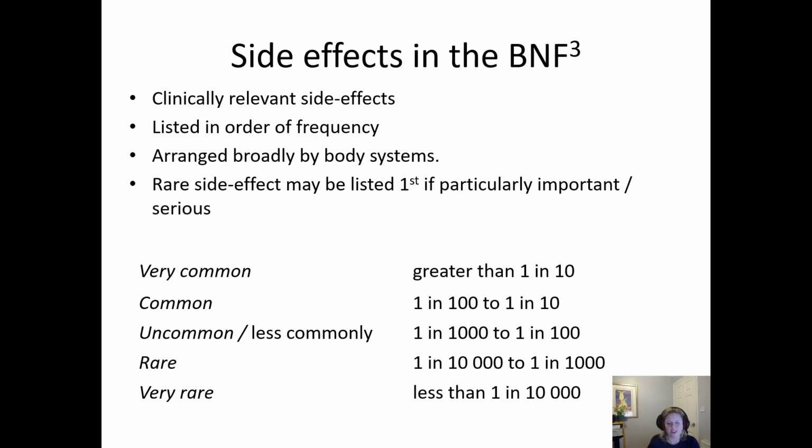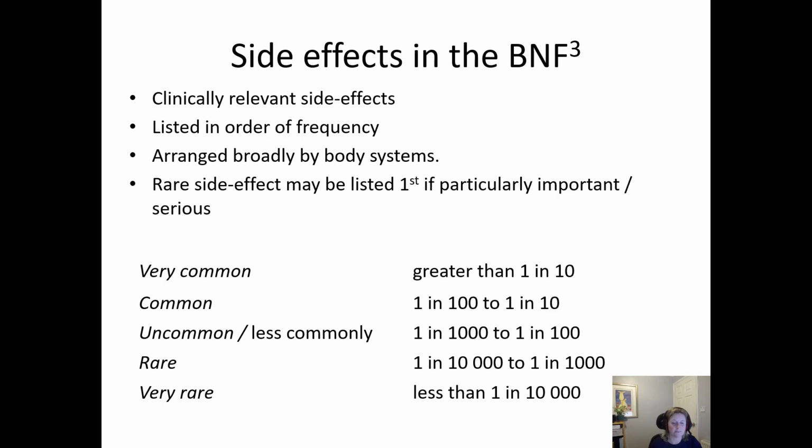So basic adverse drug reactions are listed in the BNF as side effects of those medicines. The BNF and the summary of product characteristics for the medicines will list all of the side effects that are clinically relevant that a patient may experience that we might need to manage. Generally, they're listed in the BNF by order of frequency. So those that are very common, that may happen in 1 in 10 people taking that medicine, to those that are very rare, which is more than 1 in 10,000 patients taking that, may experience this side effect.